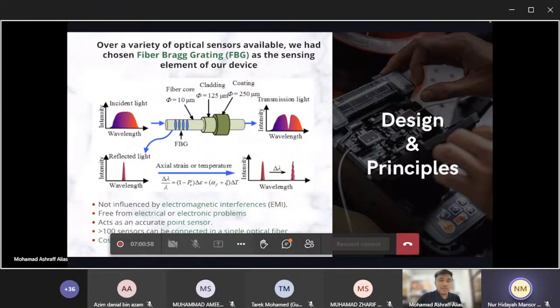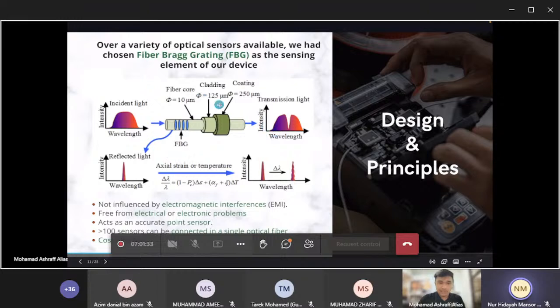Moving on to the design and principles. Because there are a variety of optical sensors available, we chose fiber Bragg gratings as the main sensing element of our device due to its advantages: it is not influenced by EMI, it is free from any electrical or electronic problems, it acts as an accurate point sensor, over 100 sensors can be connected in a single line of optical fiber, and it is also cost effective.